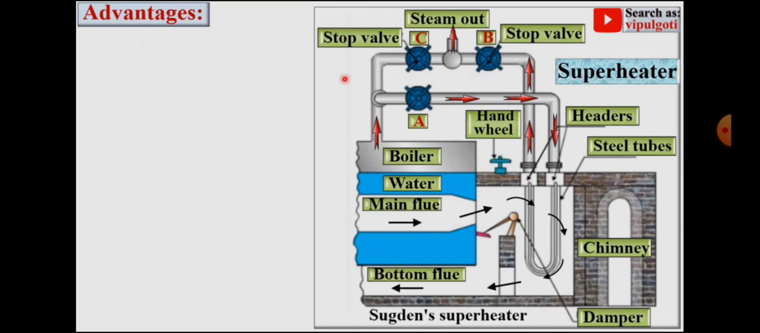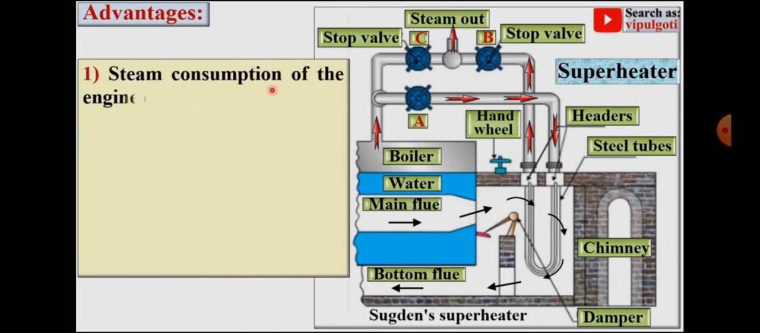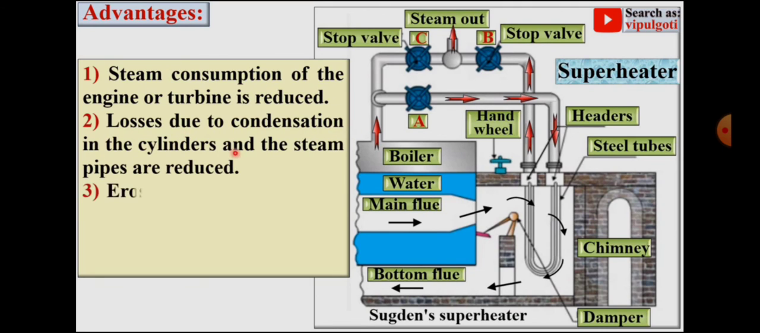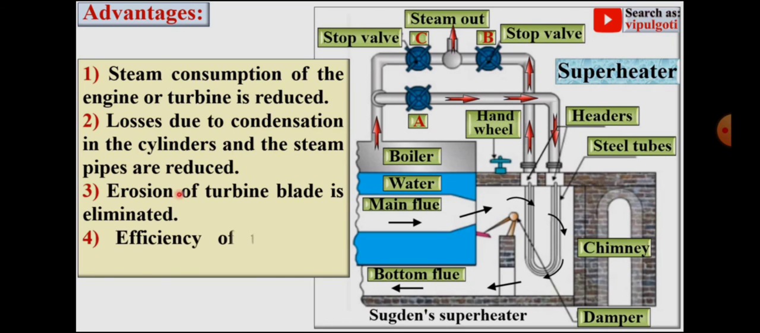Now advantages of the superheater. Steam consumption of the engine or turbine is reduced. Losses due to condensation in the cylinder and the steam pipes are reduced. Erosion of turbine blades is eliminated because there will be no water particles in the steam. Efficiency of the steam plant is increased.